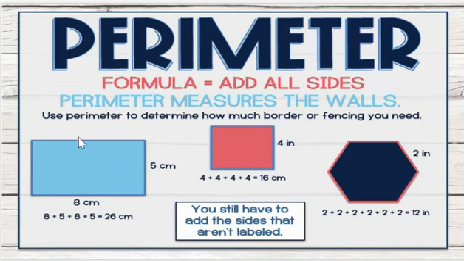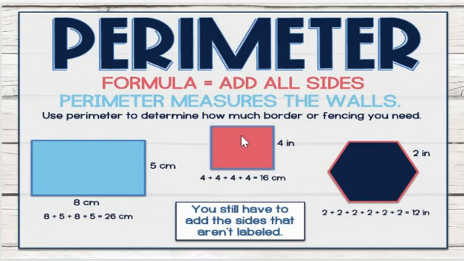If you look at the blue rectangle here, if this side is 8 centimeters, knowing the properties of a rectangle, I know that this opposite side is also 8 centimeters. This side, they give me as 5 centimeters, and knowing that the opposite sides are the same, if this is 5 centimeters, then so is this. So I would add up all of the sides, which gives me 8 plus 5 plus 8 plus 5, which equals 26 centimeters.